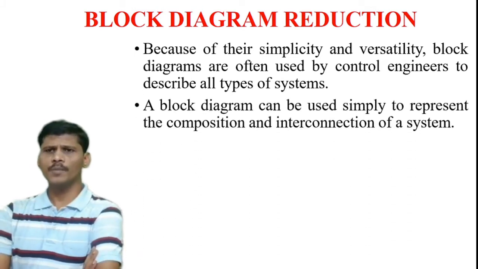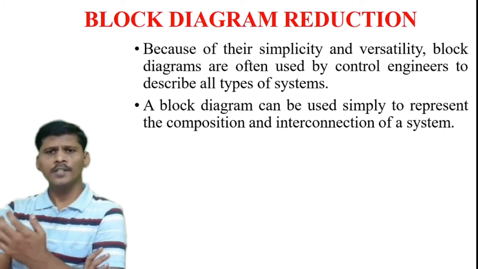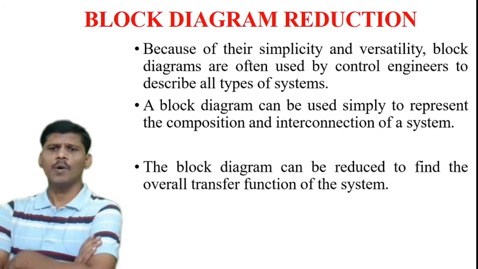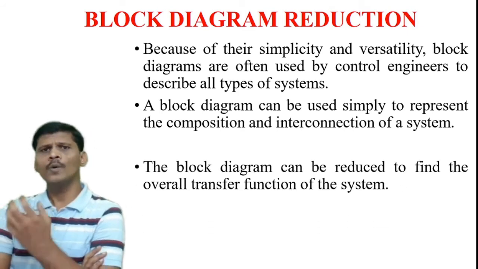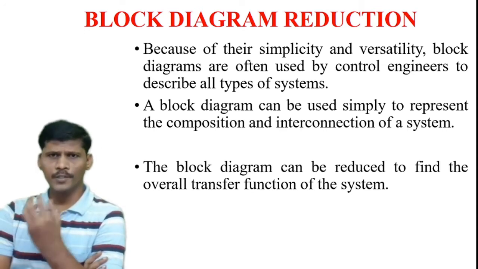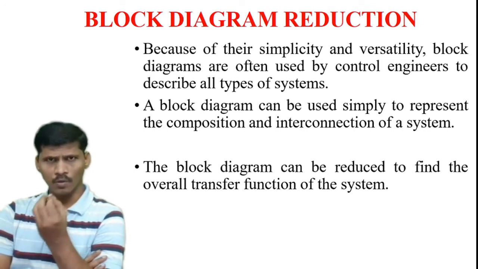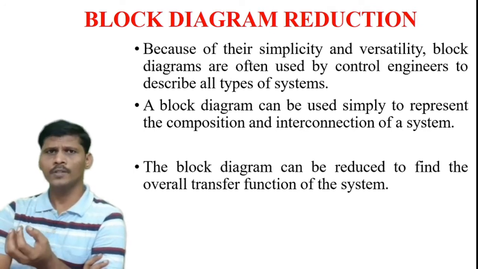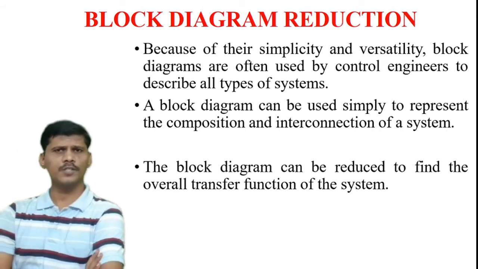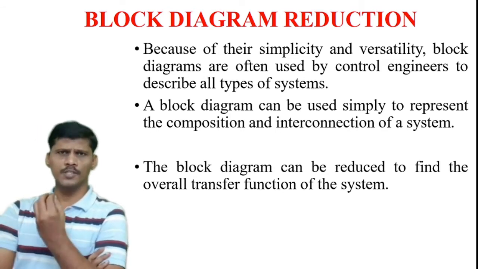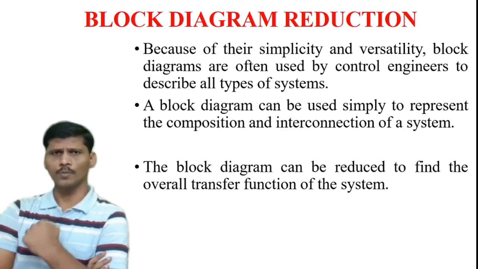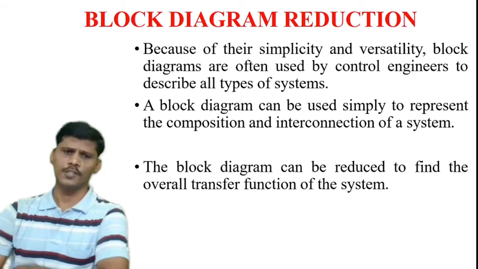A block diagram can be used to simplify and to represent the composition and interconnection of a system. The block diagram can be reduced to find the overall transfer function of the system. So what is the transfer function of the system? The transfer function of the system is defined as the ratio of the output of the system to the input to the system.